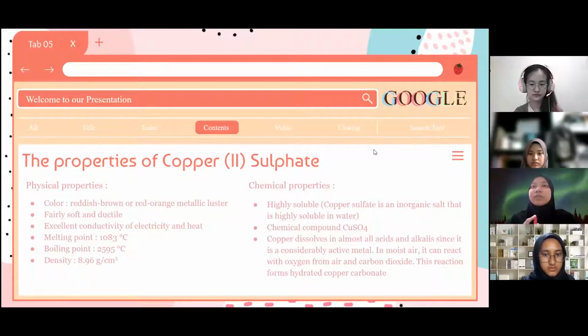It is highly soluble. The chemical compound is CuSO4, and the copper dissolves in almost all acids and alkalines since it's a considerably active metal. In moist air, it can react with oxygen from the air and carbon dioxide. This reaction forms hydrated copper carbonate.